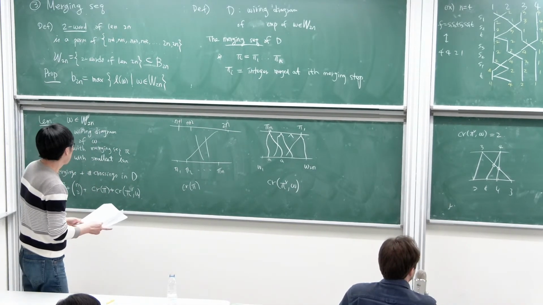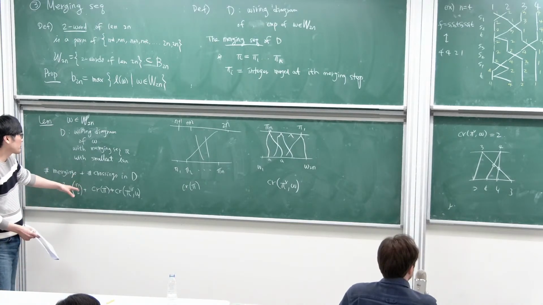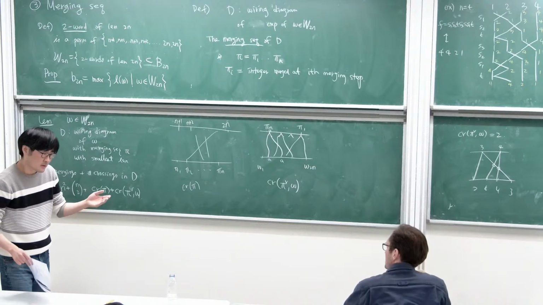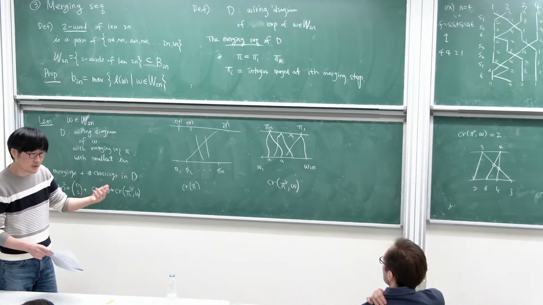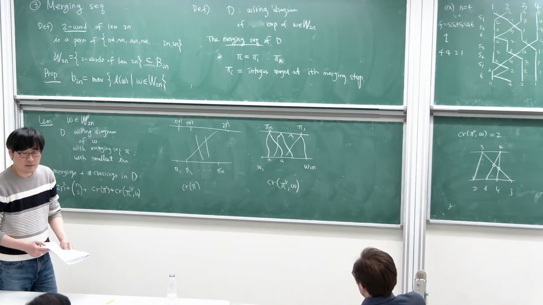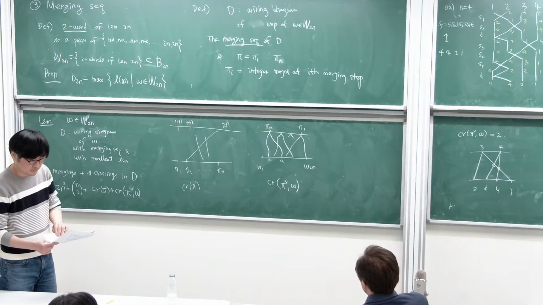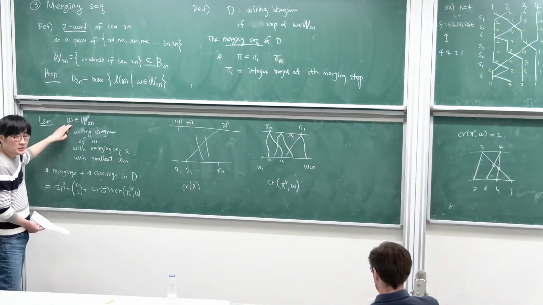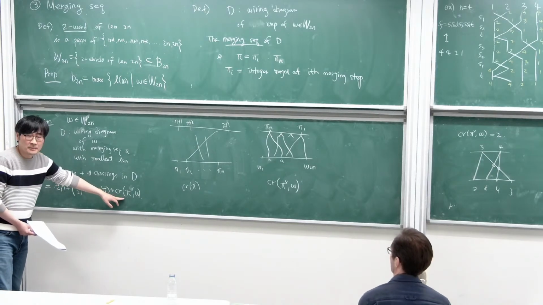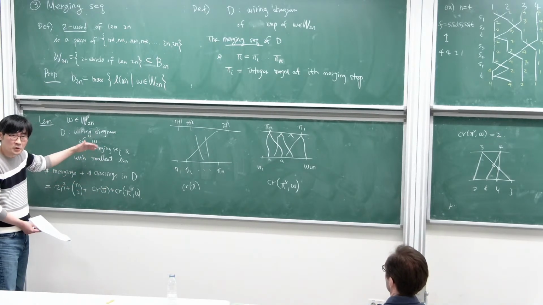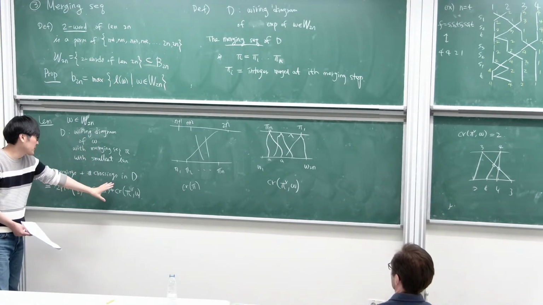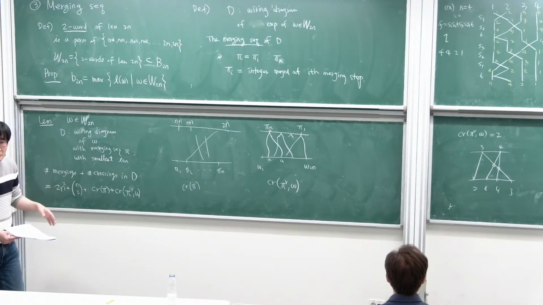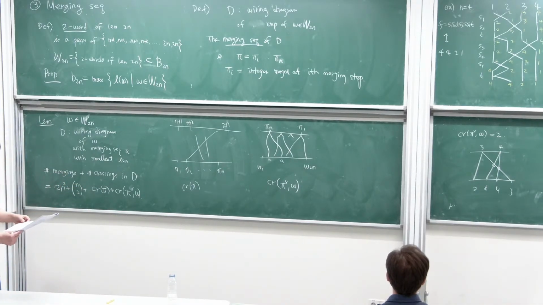So in some sense, the merging sequence determines the length. I mean, the number of crossings, the minimum number of crossings for your wiring diagram. That means if you want to really find the length of this, you consider all permutations of the merging sequences, and then you find the minimum of this. Then you can get the length of this W. Okay.